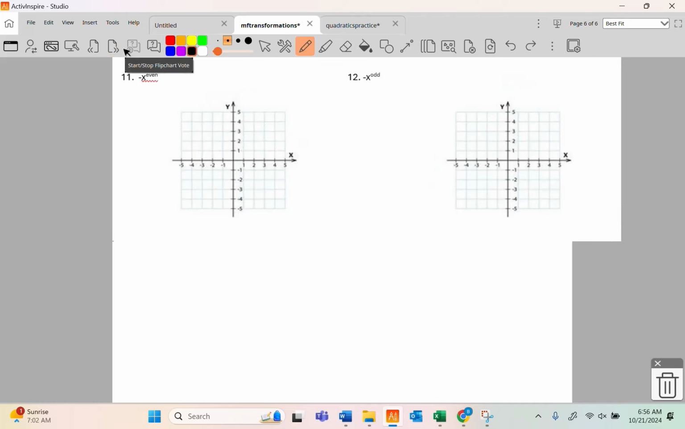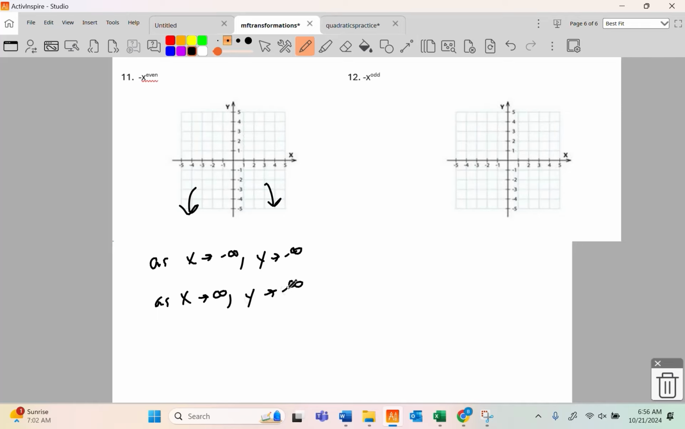Two to go. -x to the even is just a downer. Starts low, ends low. And here, as x approaches -infinity, you can see the y value is also approaching -infinity. And as x approaches the right, positive infinity, the y value is approaching -infinity.